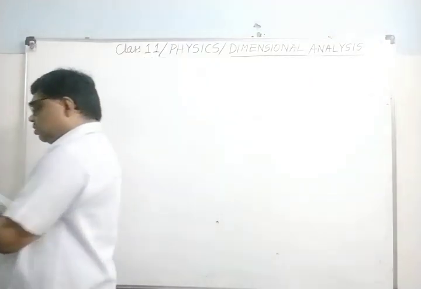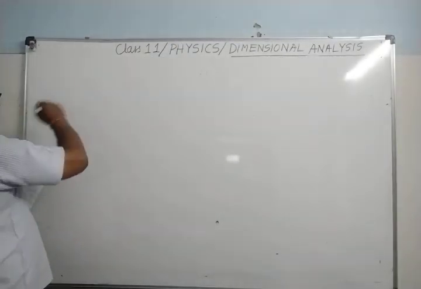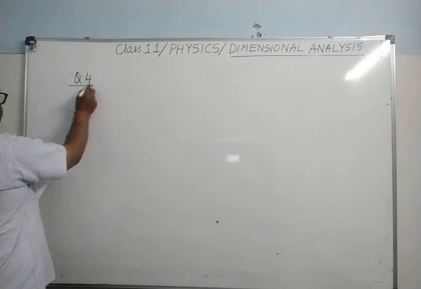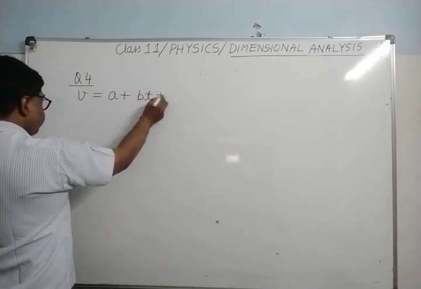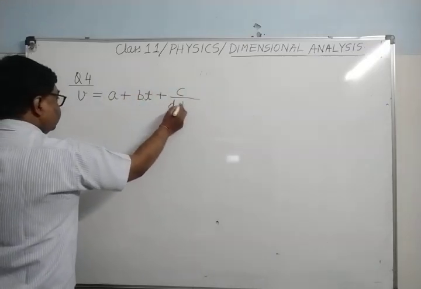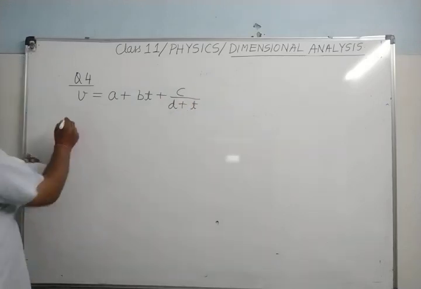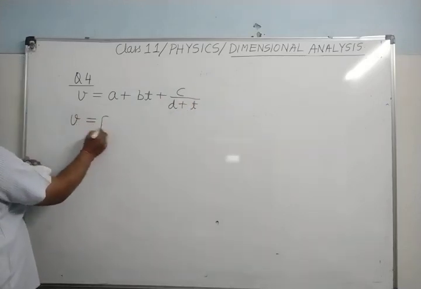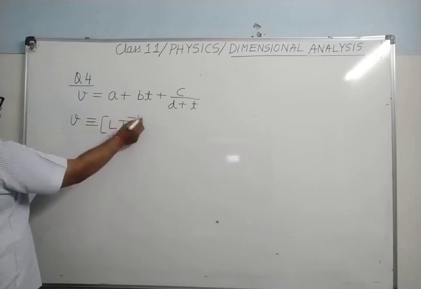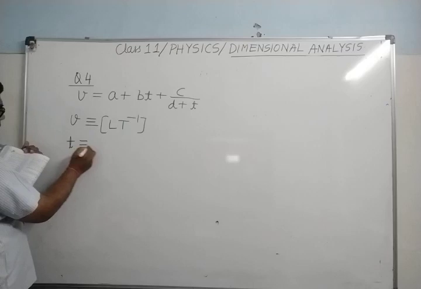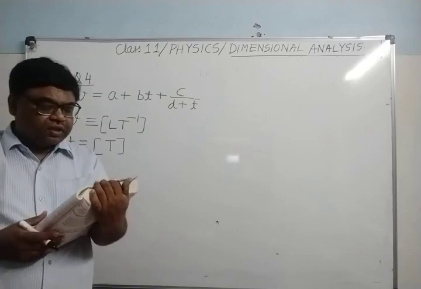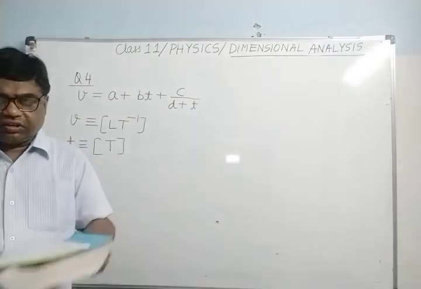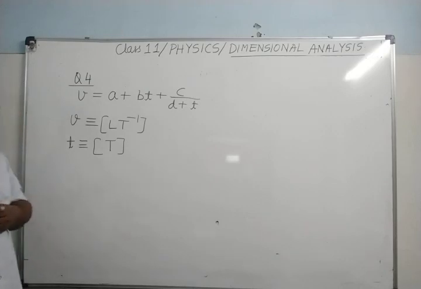Now see here, question number 4. Here it is given V equals A plus BT plus C upon D plus T. V is velocity. What is its dimensional formula? LT minus 1. And T is time. What is its dimensional formula? It is T. You have to find the dimensions of A, B, C and D.